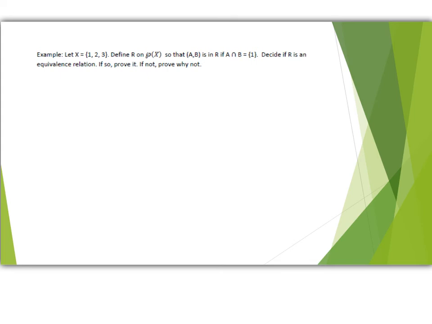Moving on to the last example for our videos today, we're going to let the set X be 1, 2, 3, and we're going to define another relation on the power set. So if you thought you were going to get away from power sets, you were wrong. And I'll give you another heads up, they're in the homework too. We're defining this relation on the power set of X so that AB, the ordered pair containing A and B, is in the relation if A intersect B equals 1. We need to decide if R is an equivalence relation and either prove it or disprove it. So go ahead and pause the video and think for a moment about whether or not this is or isn't an equivalence relation.